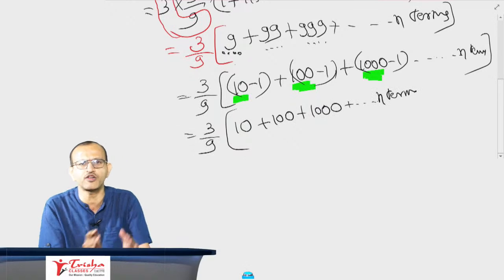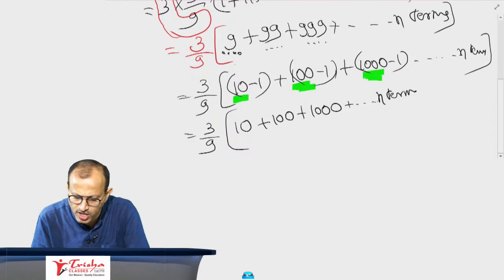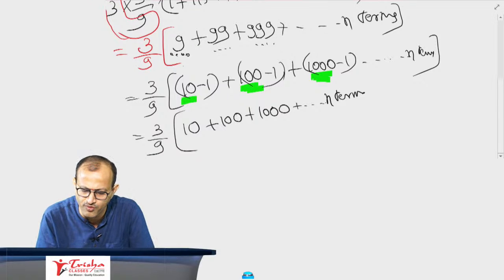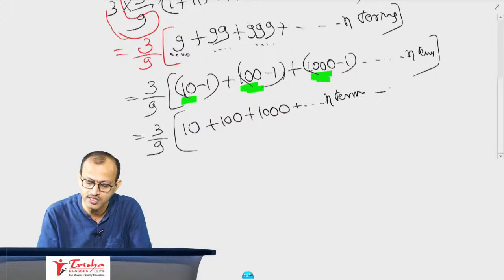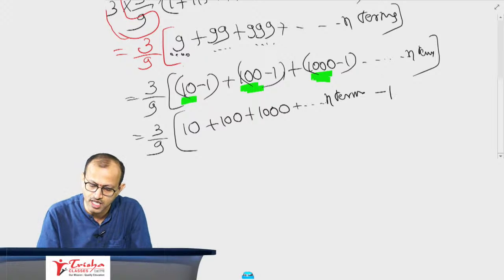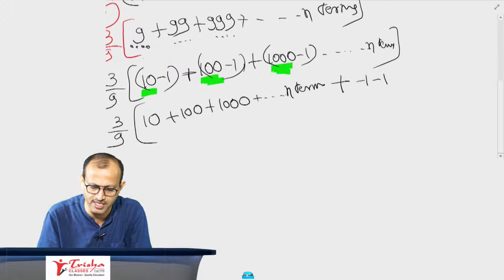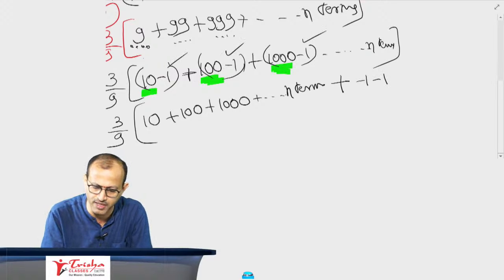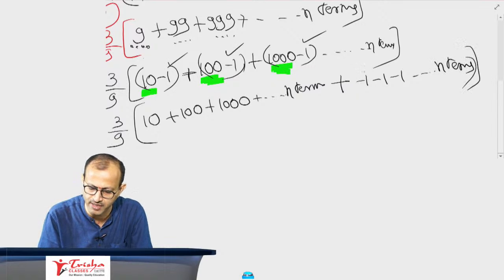Every term you split into 10 minus 1, then 100 minus 1, 1000 minus 1. Then what is left out? Can you tell me what is left out? I did not take what? Minus 1. I can write like this. Plus of, because here plus is there. What I have not taken is minus 1. Again minus 1 here, minus 1 here, minus 1 here, up to n terms. I will take in brackets.